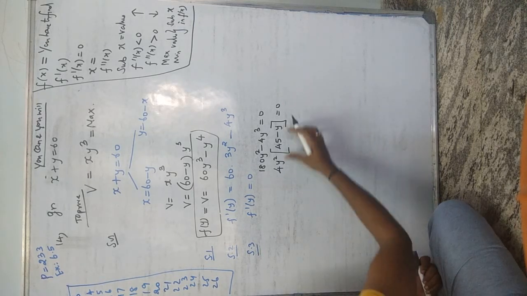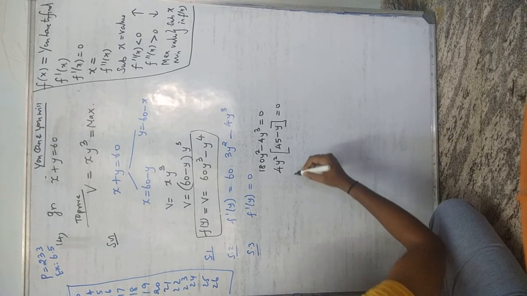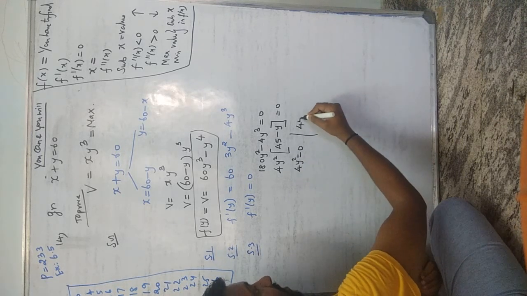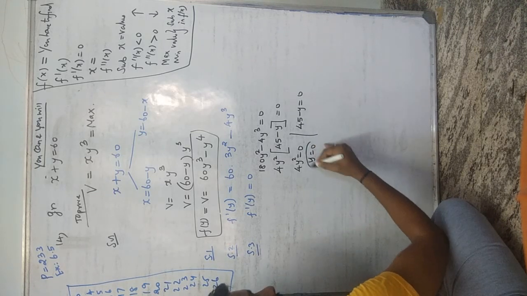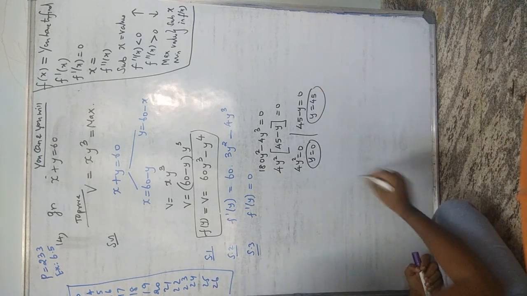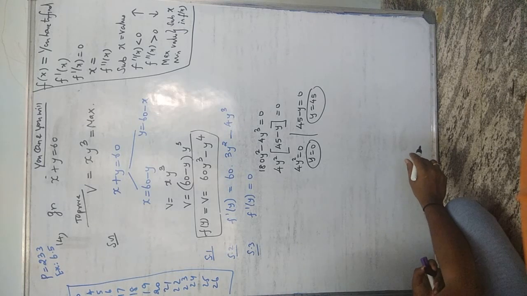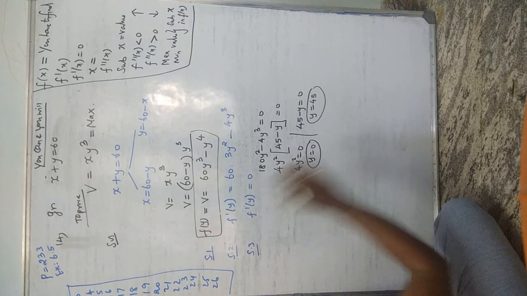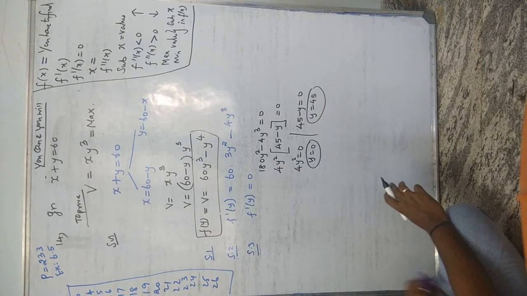Now father into mother equals 0, so father equals 0 or mother equals 0. So 4y square equals 0, and the remaining part 45 minus y equals 0. So y equals 0 and y equals 45 have come. Find two positive numbers: for y equals 0 it is not possible, since substituting it gives 60 for the other. So y equals 45 is a valid one.